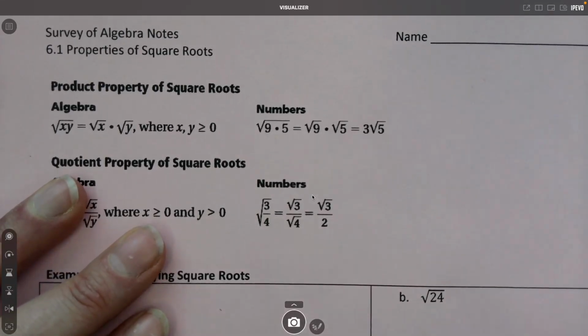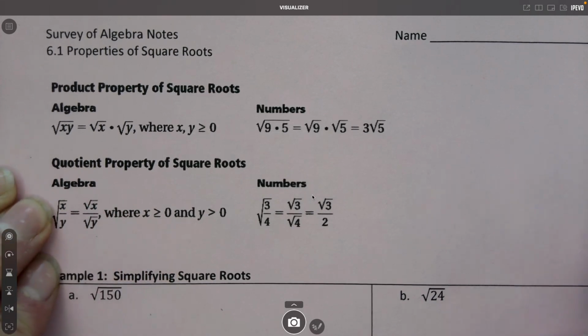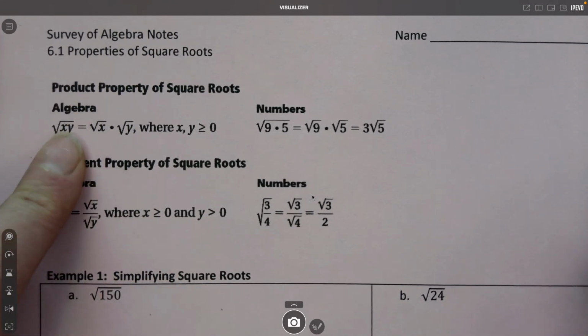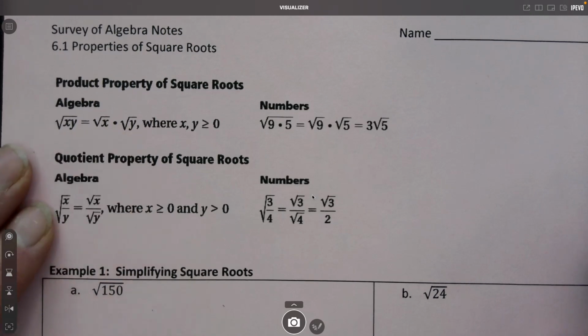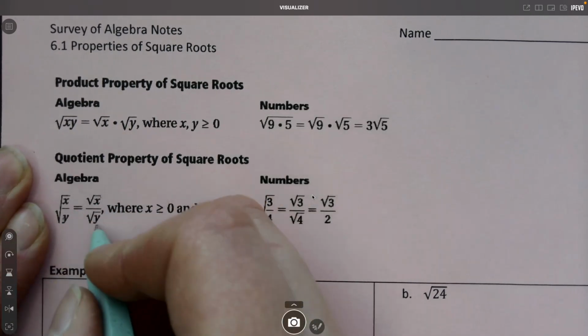We are finally learning how to simplify square roots today. So we're looking at a couple properties. One of them is that we can take a square root and break it down with multiplication. The other one is we can take a square root and break it up with division.